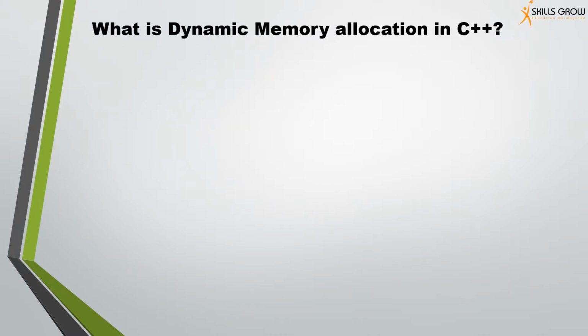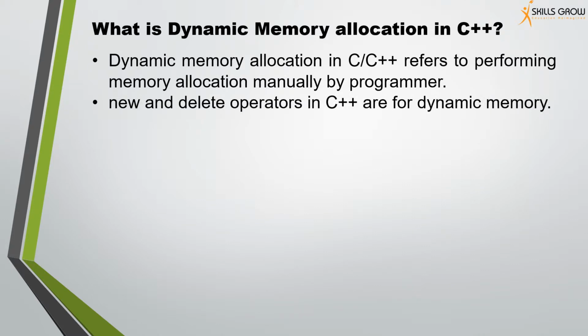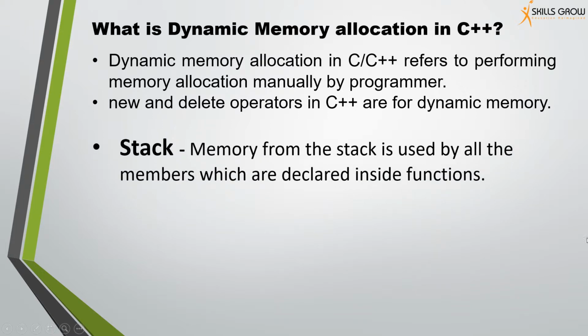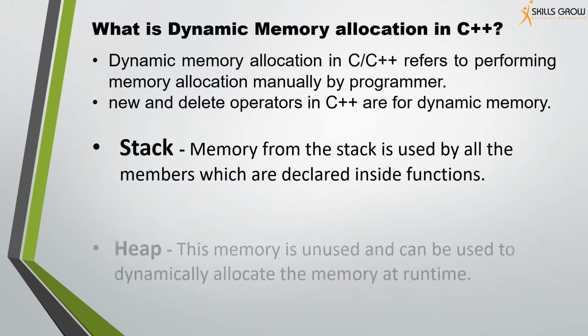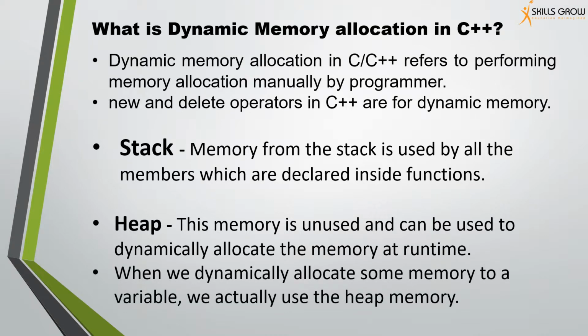Let's learn about memory allocation in C++. Dynamic memory allocation in C++ refers to performing memory allocation manually by the programmer. The new and delete operators are used for dynamic memory allocation in C++. Stack: memory from the stack is used by all the members which are declared inside the function. Heap: this memory is unused and can be used to dynamically allocate memory at runtime. When we dynamically allocate some memory to a variable, we actually use the heap memory.